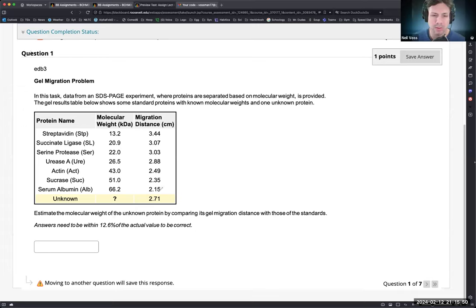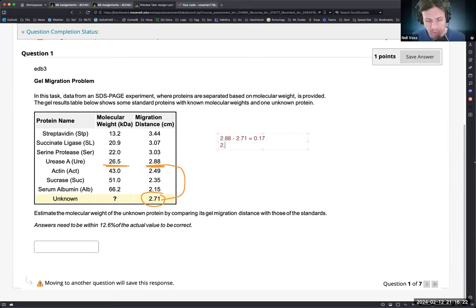We measure the distance from the well of these proteins. So 2.71 is the protein we measured, and that falls in between these two proteins here. Oh wow, we've got a pretty big range we're working with here. One of the questions I like to ask is, well, what's the difference? So 2.88 minus 2.71 equals about 0.17.